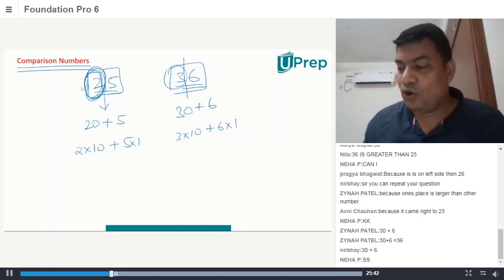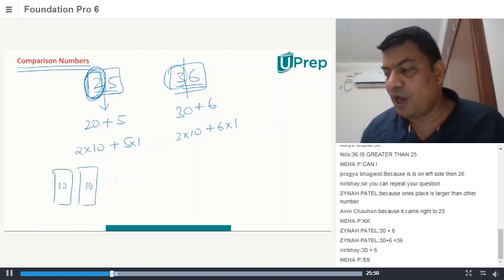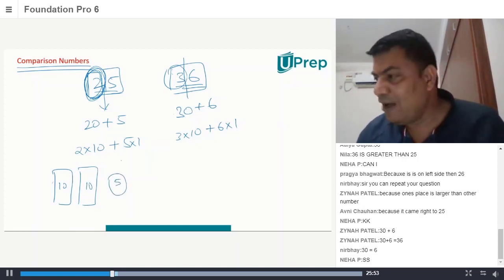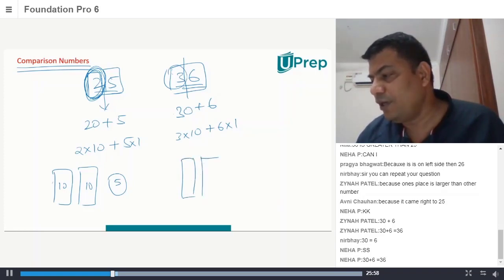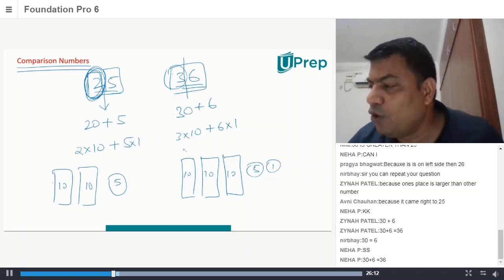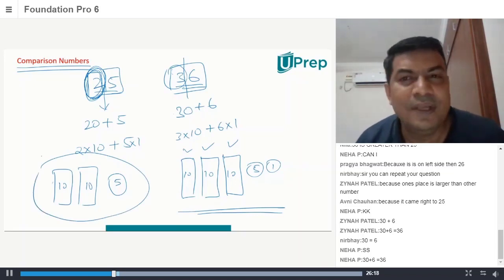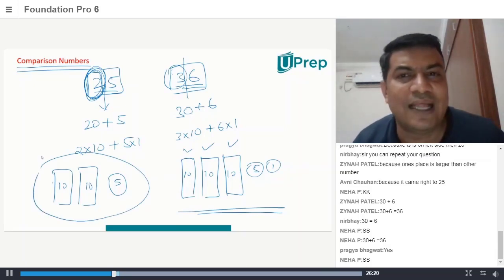Imagine you have two 10 rupee notes and a 5 rupee coin. And say you have a 10 rupee note, another 10 rupee note, and another 10 rupee note, and a 5 rupee coin and a 1 rupee coin. Now, the moment we see there are three 10 rupee notes, can I say this amount is more than that amount? Clearly, I can say that this amount is more.